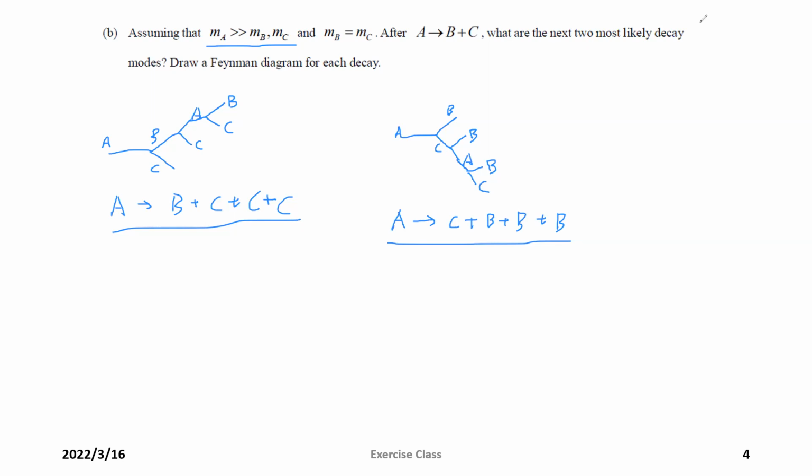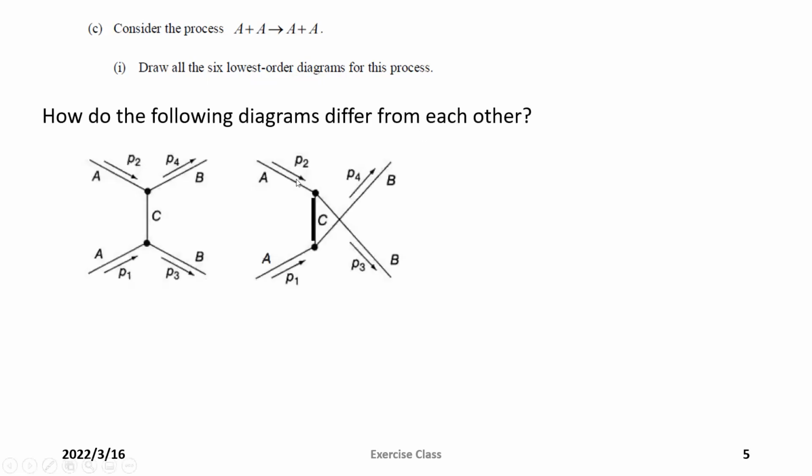Okay, so let's move on to the last part. For the last question, we want to actually use the Feynman rules to calculate the amplitude. So first, we want to draw all the Feynman diagrams, the lowest order diagrams for this AA to AA process. But before that, I want to talk more on these two diagrams.